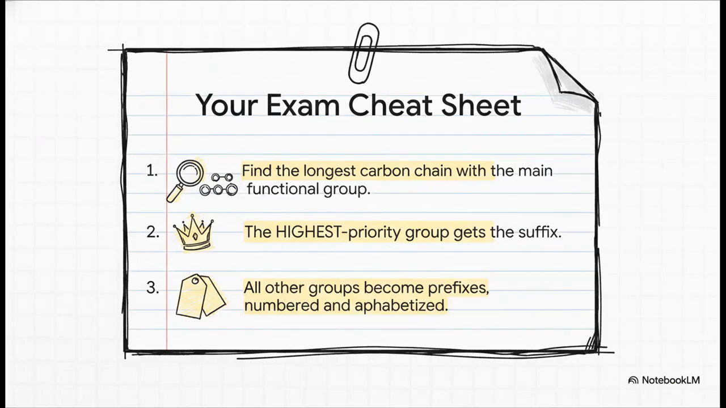So here it is. This is your exam cheat sheet. Just 3 simple steps. 1. Find the parent chain that includes the boss functional group. 2. Identify that boss, the highest priority group, and give it the suffix. And 3. Treat everything else as a simple prefix. If you can do these 3 things, you can name almost any molecule they can throw at you.